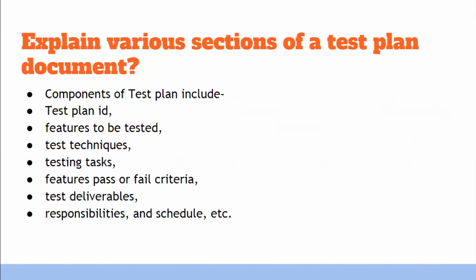Next question here is, explain various sections of a test plan document. What will it contain? The components are like the test plan ID. We can have various test plans, and when new requirements are coming or when we are developing a newer version, the test plan ID will keep on changing. So the test plan ID is the very first thing and it's important. Features to be tested: what features you are considering that need to be tested. Then testing techniques, testing tasks, feature pass or fail criteria, on which criteria you will call it pass or fail. Test deliverables, responsibilities, schedules, and so on. All these are the components of your test plan.